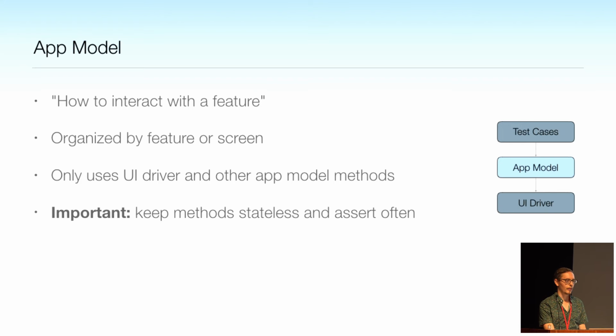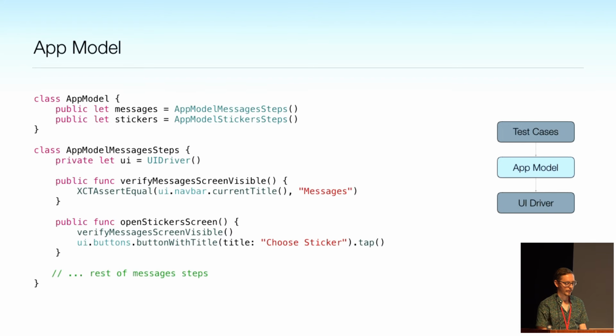So here's how some app model steps could look like. In this case, I have an app model that has two screens. It has a messages screen and a stickers screen. And this matches to a set of steps that they provide. So my app provides an API to my messages screen and an API to my stickers screen.